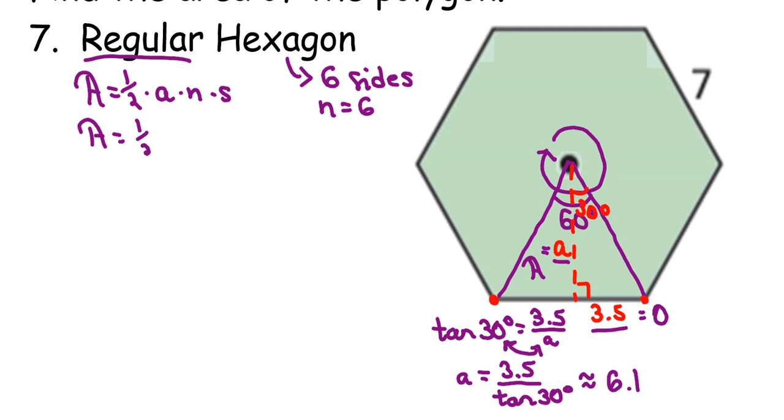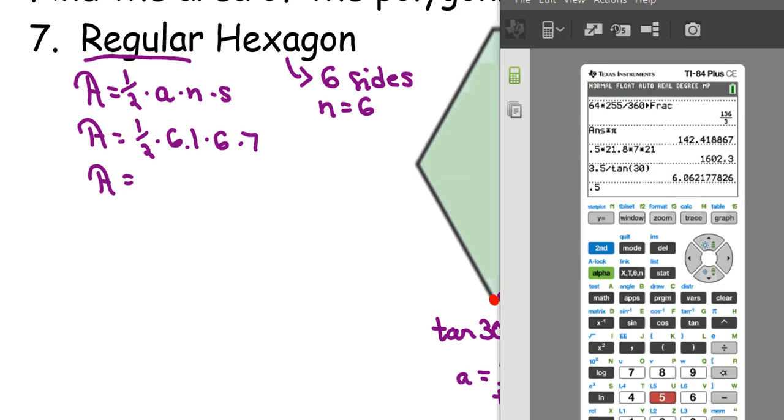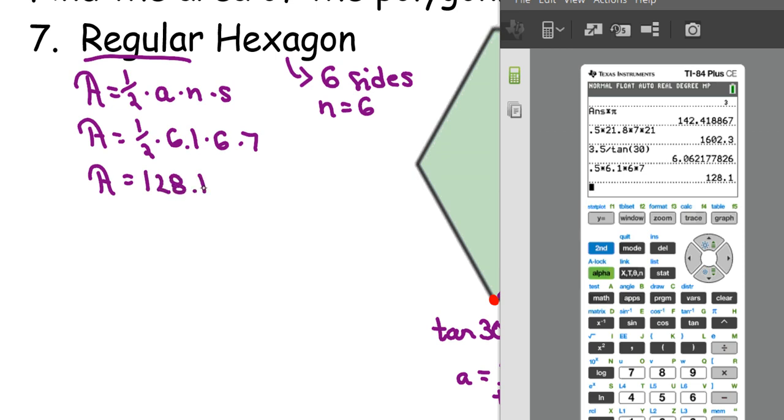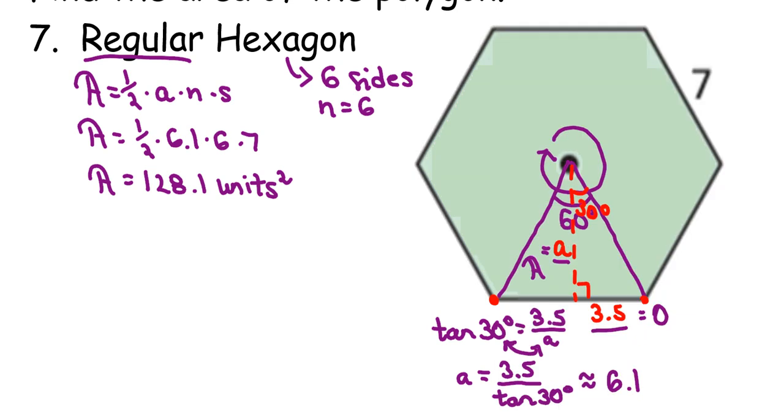So 1/2 times 6.1 times 6 times 7. And if I punch that all in, one last type in for this problem, 0.5 times 6.1 times 6 times 7, we get a grand total of 128.1. And that would be, since there's no other label here, let's go with units squared again. Okay, so that one required a little more work than the previous one because we weren't given the apothem value.